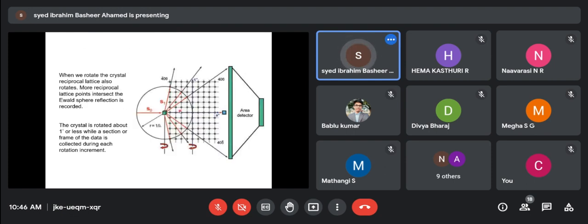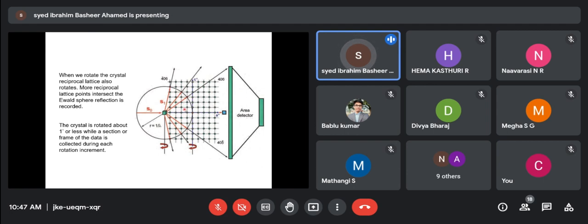Here you can think you have the crystal, and you have the sphere of reflection, or Ewald sphere. Wherever you have a reciprocal lattice point which is falling on this circle, the Ewald sphere, you can see here it is marked as a red dot. These reflections will be recorded. So this red dot here will be recorded.